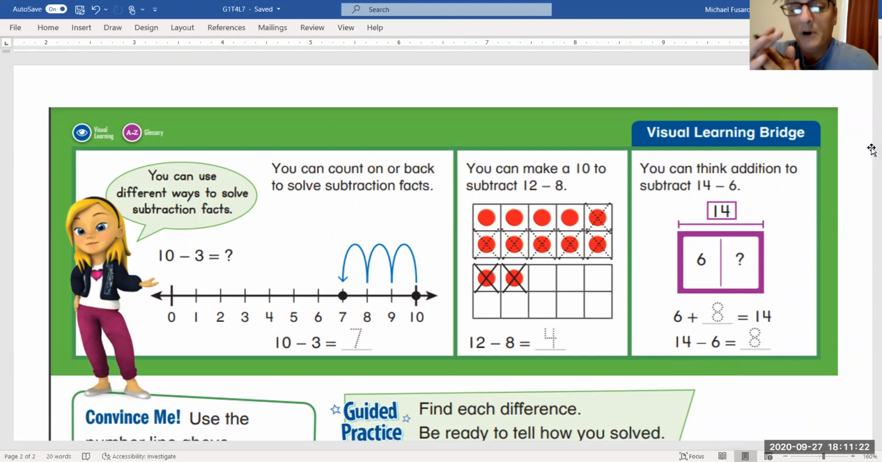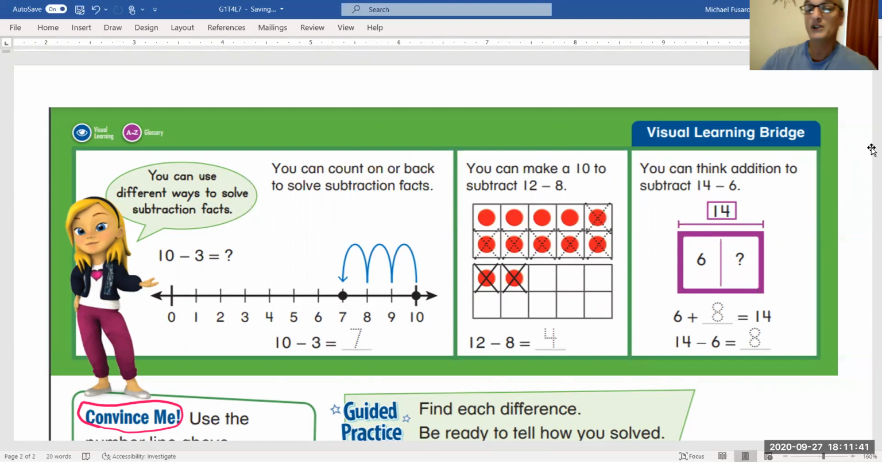So remember, I'm gonna say this every time. You guys are gonna be like, oh, we know Mr. Fuzz. But the comic strip always has the answer to the convince me. See, I didn't even know what the convince me says yet, but I know I'm gonna find the answer with Emily up here in the comic strip, okay?